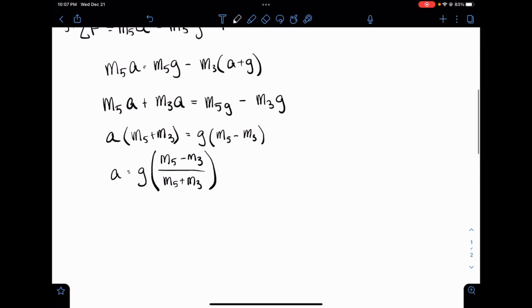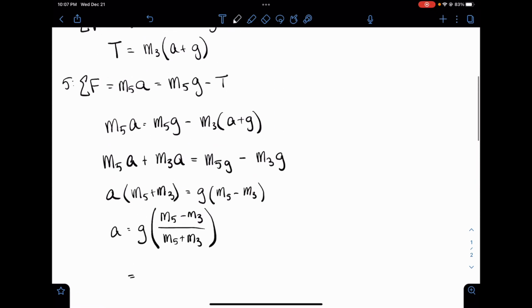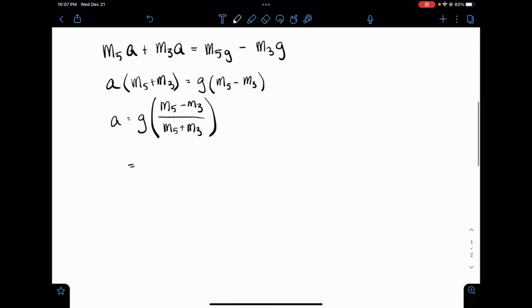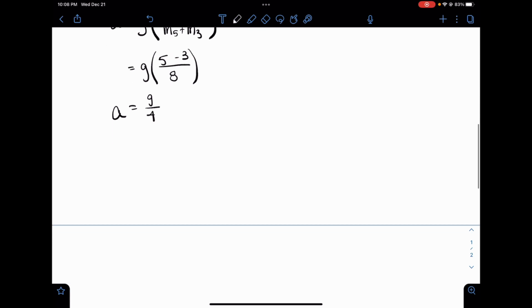And if you pick numbers, say 5 and 3 for these masses, actually, I'm sorry, it's not a made-up step. We know these masses, so if we just solve for this, it's going to be 5 minus 3 over 8, and that is going to equal 2 over 8, or g over 4. So our acceleration is 1/4 the acceleration due to gravity. If you assume acceleration due to gravity is 10 meters per second squared, we're going to get 5 over 2 meters per second squared.